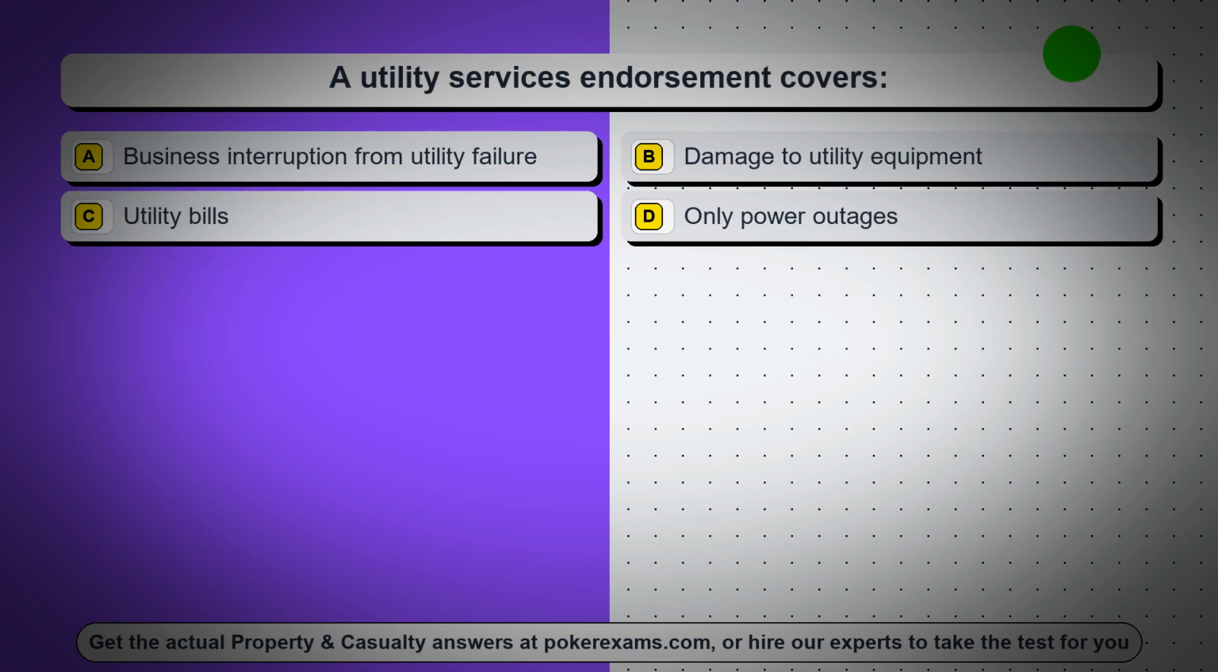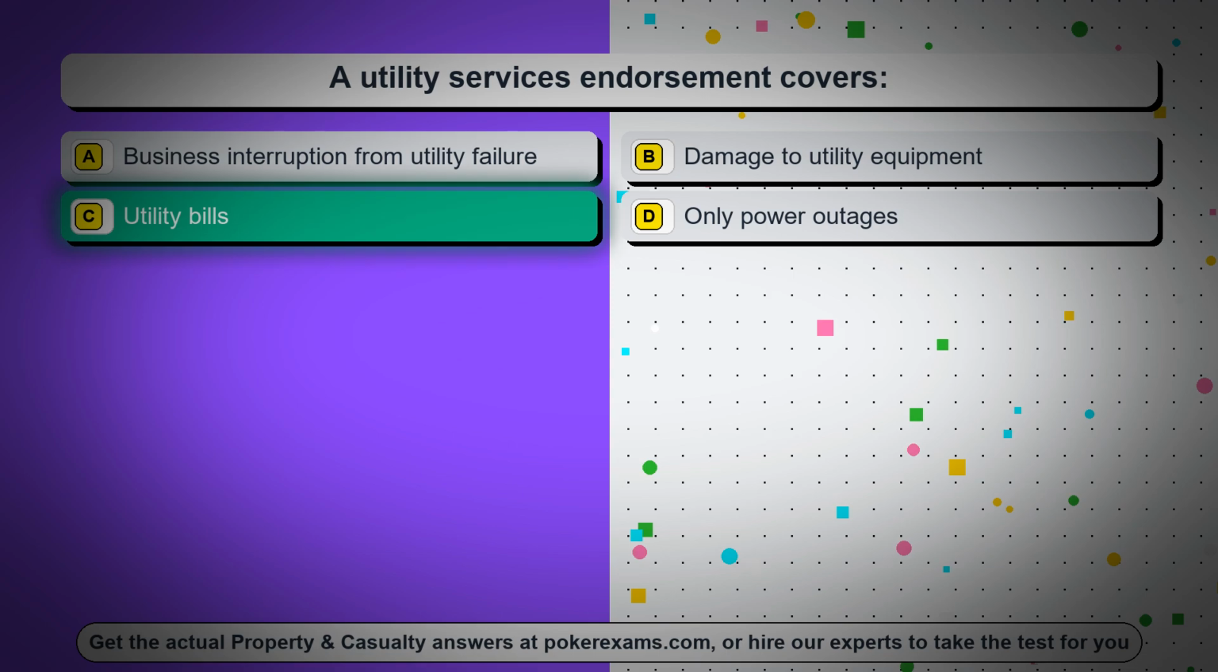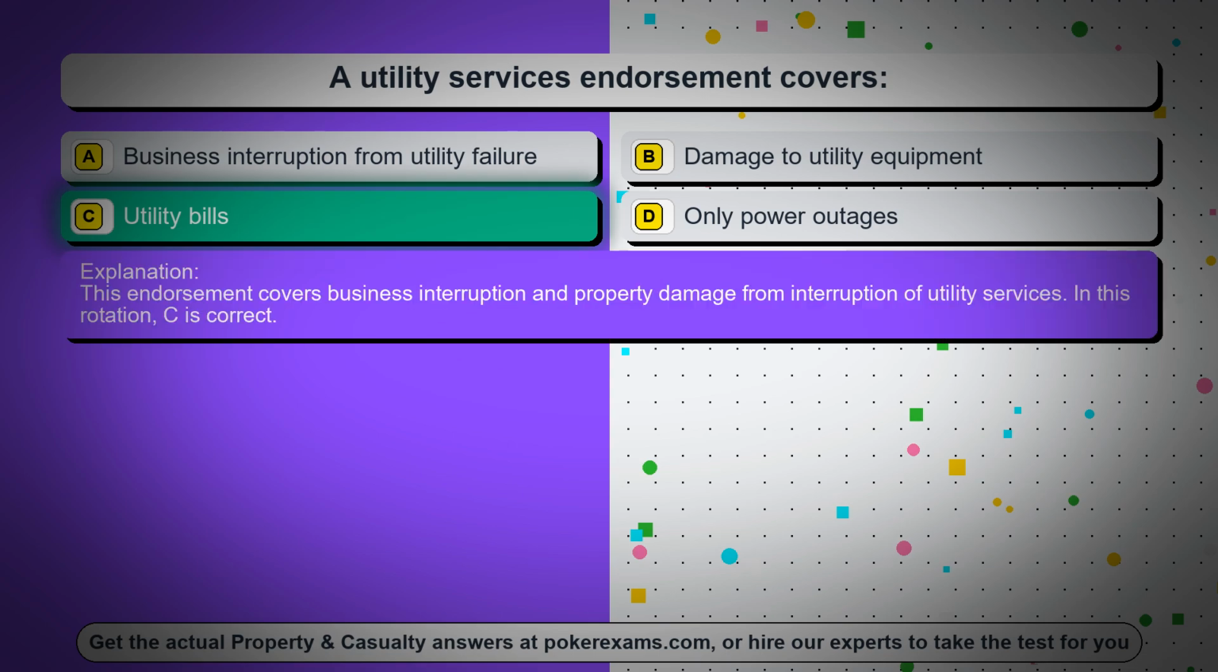Question 44. A utility services endorsement covers: Option A, business interruption from utility failure. Option B, damage to utility equipment. Option C, utility bills. Option D, only power outages. The correct answer is option C, utility bills. This endorsement covers business interruption and property damage from interruption of utility services. In this rotation, C is correct.